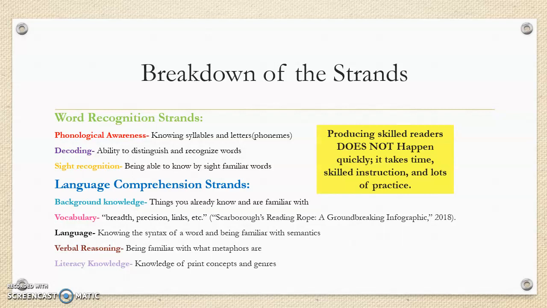Phonological awareness is knowing syllables and letters. Decoding is the ability to see, recognize, and distinguish words. Sight recognition is being able to look at a word and automatically know by sight what it is. Background knowledge is stuff you already know. Vocabulary is the breadth of linked meanings involved in words. Language is knowing the syntax of a word or being familiar with its semantics. Verbal reasoning is being familiar with metaphors, and literacy knowledge is the knowledge of print concepts and genres.